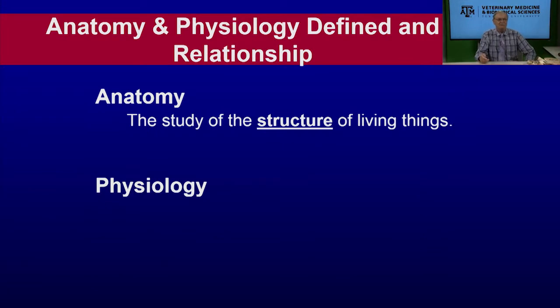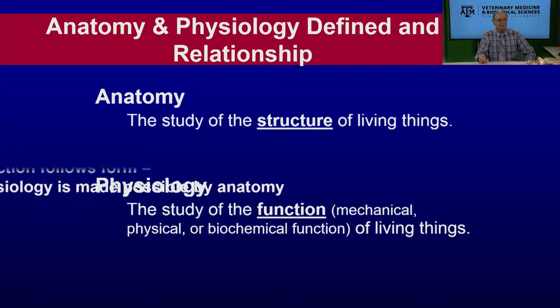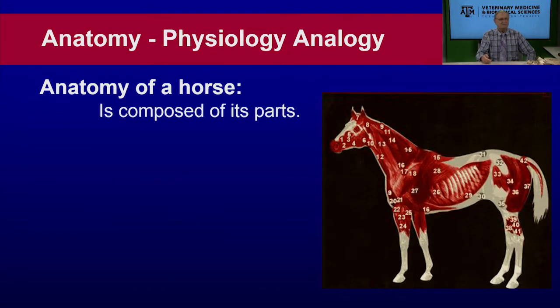Now, anatomy is a study of the structure of things, whereas physiology is a study of the function of things, even mechanical, physical, biochemical functions of living things. That's physiology. So, as Tori said, function follows form, and physiology is made possible by anatomy. You can't climb a rope unless you have a rope. Blood can't go to a place unless there's a blood vessel that goes there. So, form follows function, or vice versa, as we said.